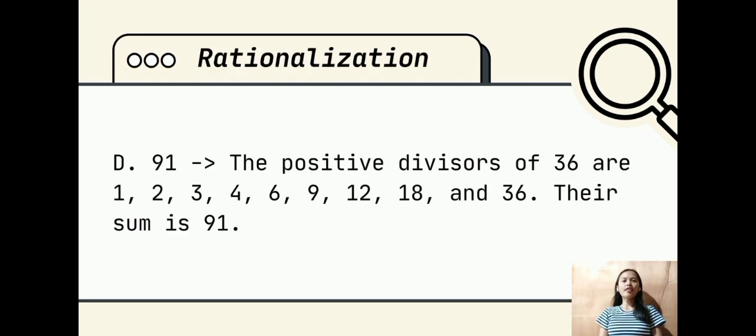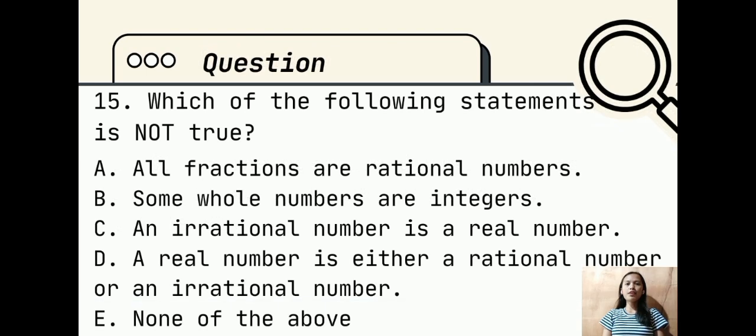The correct answer is letter D, 91. The positive divisors of 36 are 1, 2, 3, 4, 6, 9, 12, 18, and 36. Their sum is 91.